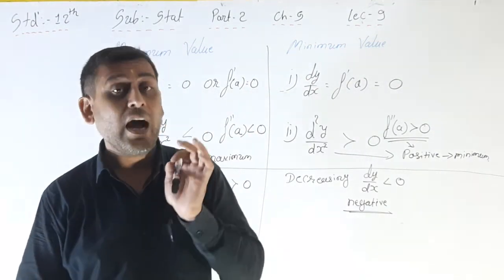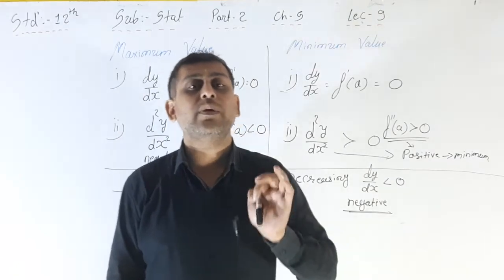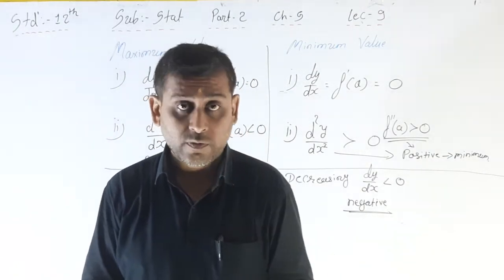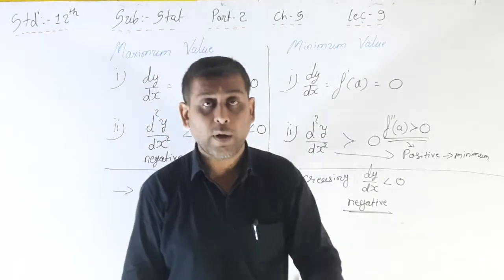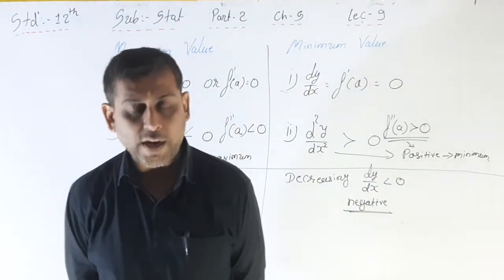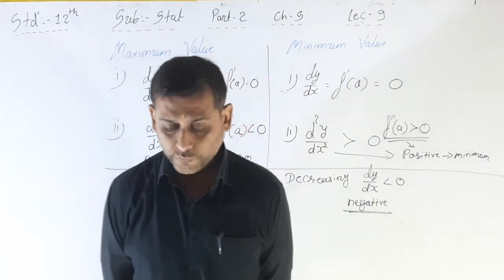values, because the highest question of maximum and minimum values will be asked in section E for 4 marks. One question for 4 marks. Okay. Now the next point, on the next page, is the minimum value.